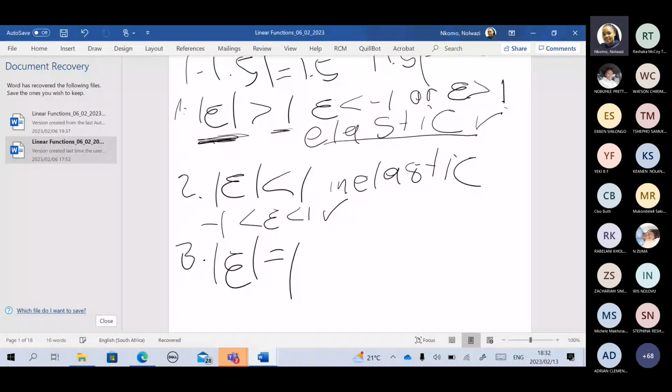Okay, then we have the last case, which is inconclusive, which is when the absolute value is equal to 1. If the absolute value is equal to 1, then for the elasticity of demand or supply, you can't conclude whether it's elastic or inelastic. This is inconclusive, right? So we'll always have 3 cases for both demand and supply. Okay, let's start with the price elasticity of demand.